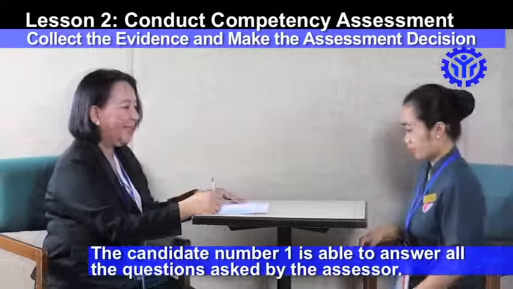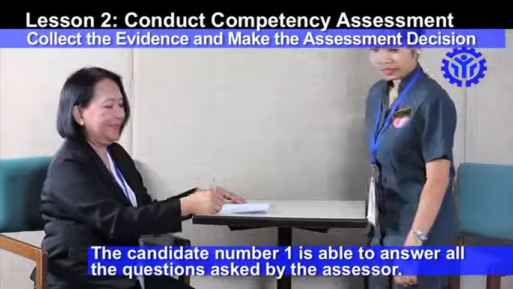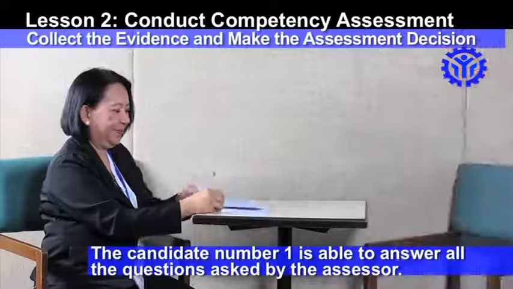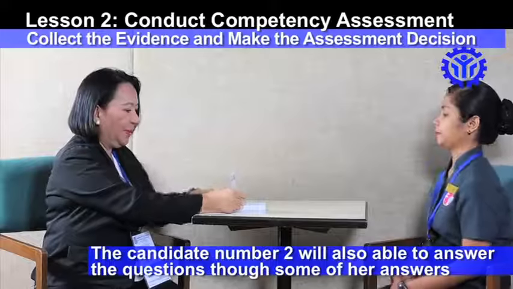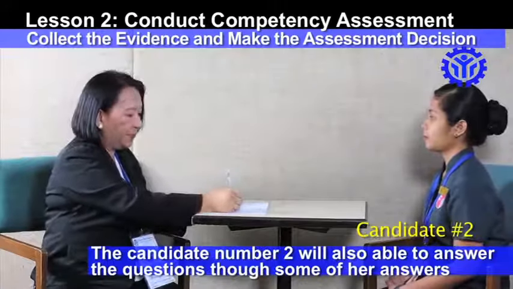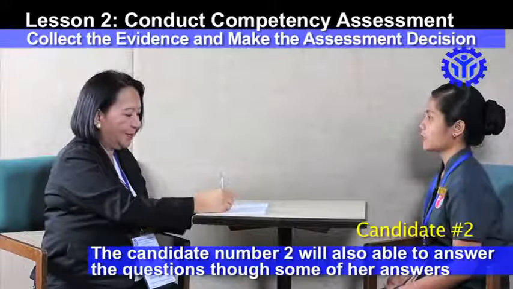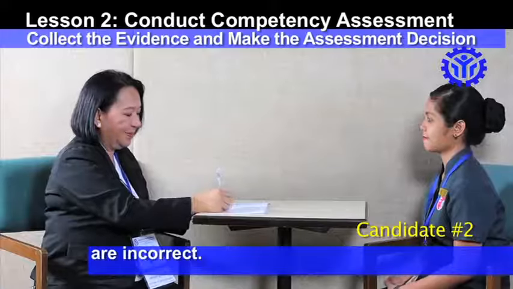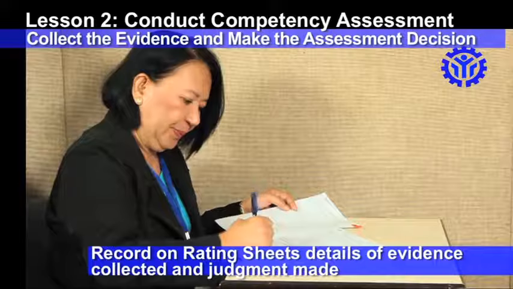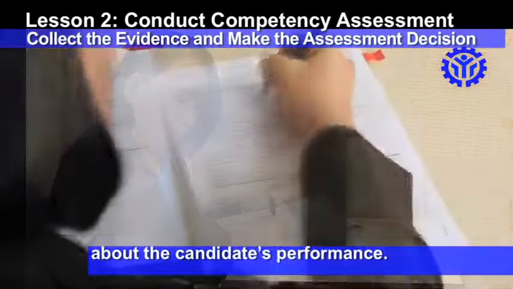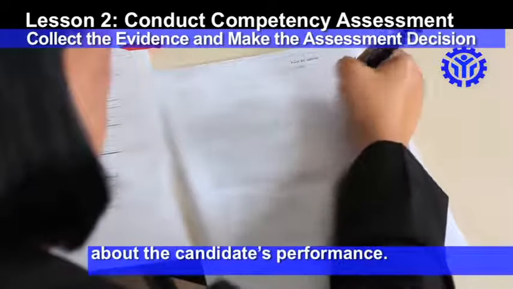Candidate number 1 is able to answer all the questions asked by the assessor. Candidate number 2 will also be able to answer the questions, though some of her answers are incorrect. Record in the rating sheet details of evidence collected and judgment made about the candidate's performance.